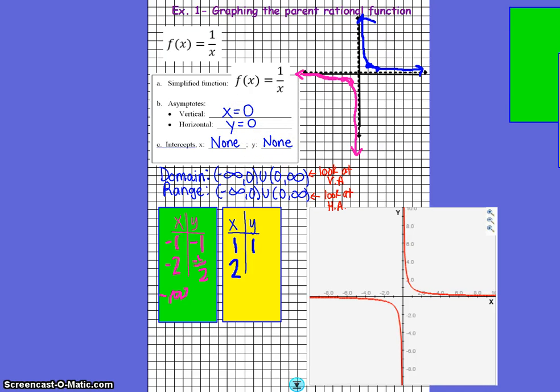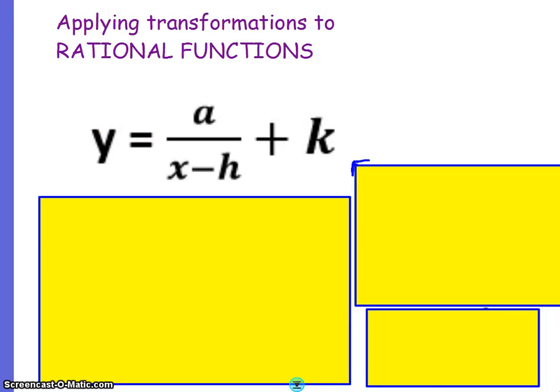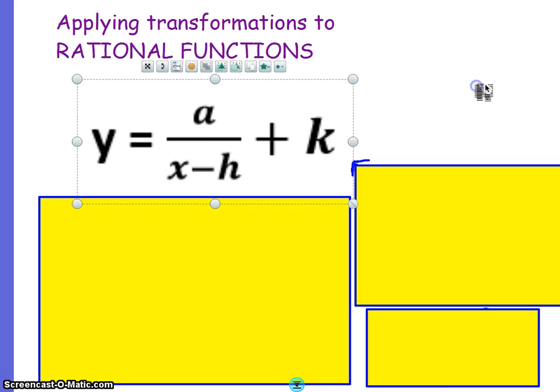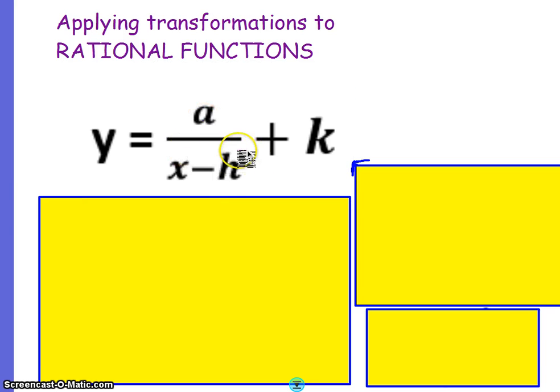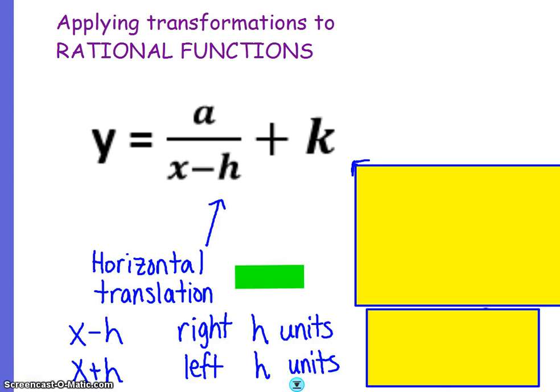Okay, let's look at one more example. And in the next example, we are going to apply transformations to rational functions. So make sure you copy this form right here. Y equals a over x minus h, all of that plus k. Okay, so what we learned before about transformations of other parent functions, we're going to apply them to rational functions.